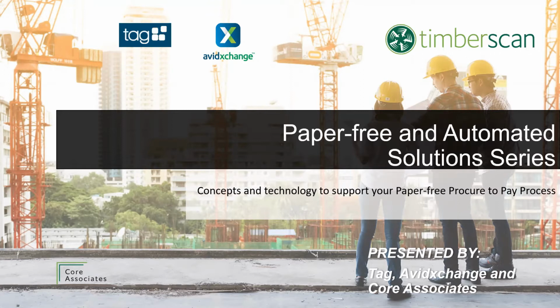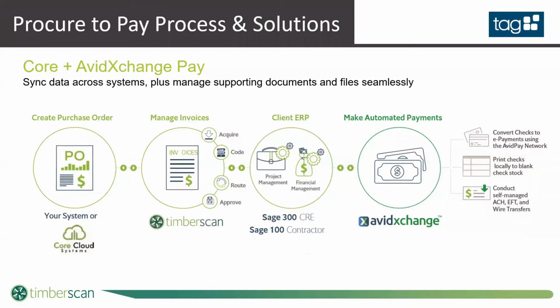Throughout the series, we're going to look at the entire procure-to-pay process from the time you create a requisition or a purchase order through to making the payment. There are 4 steps in the process that we're going to focus on, and they can all be done without touching any paper. This here is a schematic of the process. I'm going to start over here on the left with step 1.